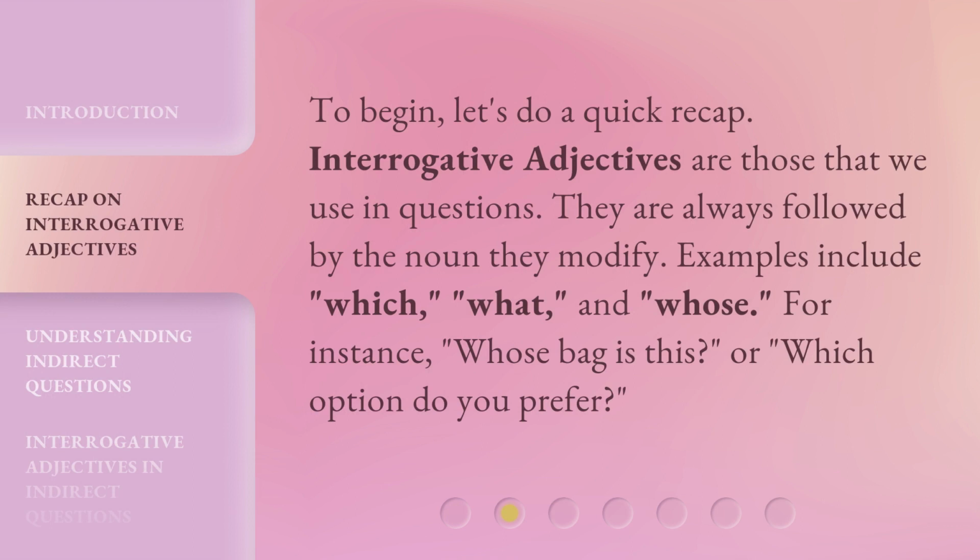Interrogative adjectives are those that we use in questions. They are always followed by the noun they modify. Examples include which, what, and whose. For instance, whose bag is this? Or, which option do you prefer?